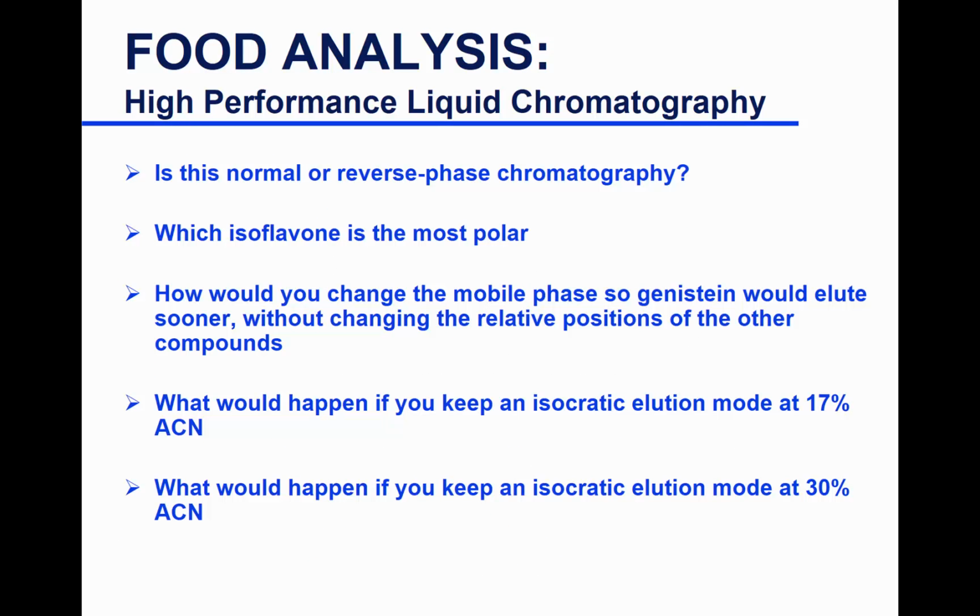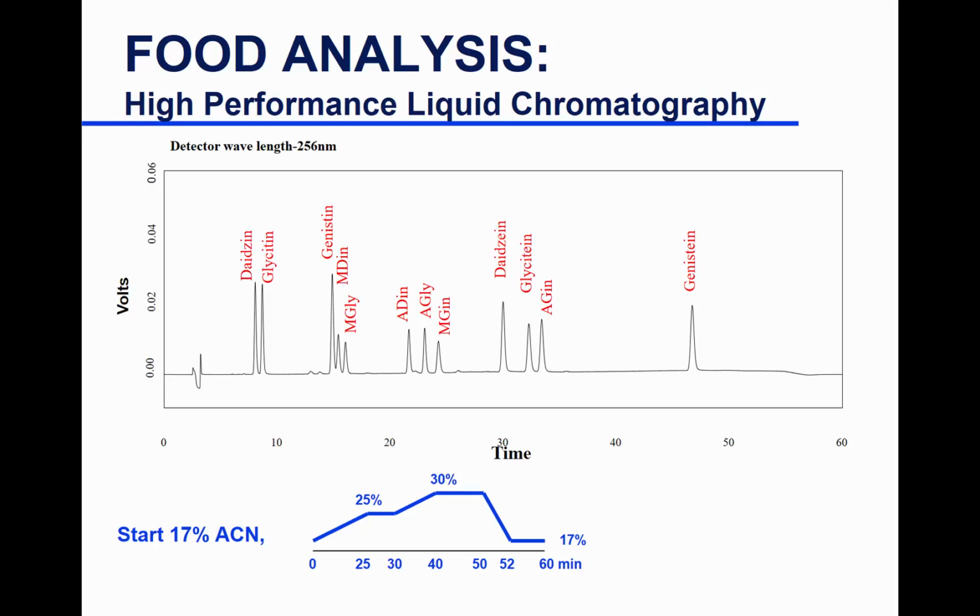How would you change, now this is the interesting part, how would you change the mobile phase so that genistein would elute sooner without changing the relative positions of the other compounds? Let's go back. So genistein is here. How do you make it eluting at, let's say, 48 probably minutes? How would you let it come at 40 minutes without affecting the others? Hold on. Anybody else? Other than the regular ones, maybe?